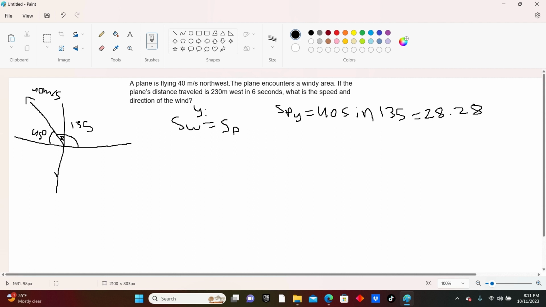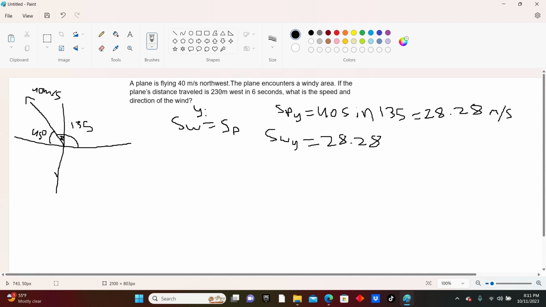meters per second. So this also means that the speed of the wind in the y direction is equal to 28.28, except it's traveling in the opposite direction. So now we have our vertical component for the wind speed. Now we need to find the x component.